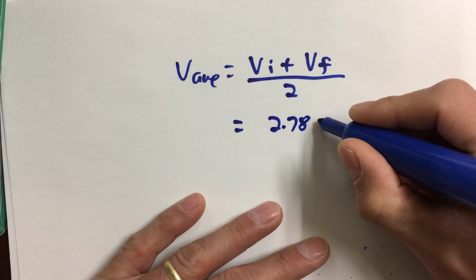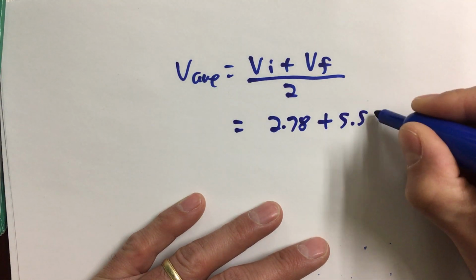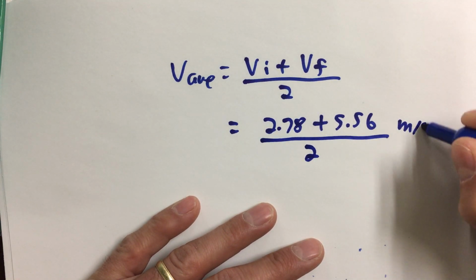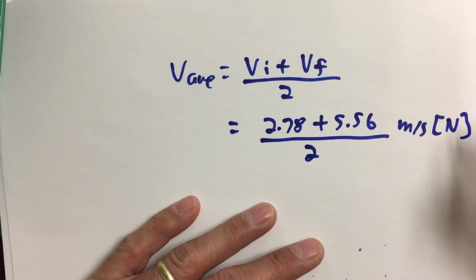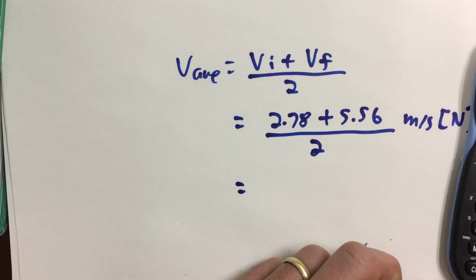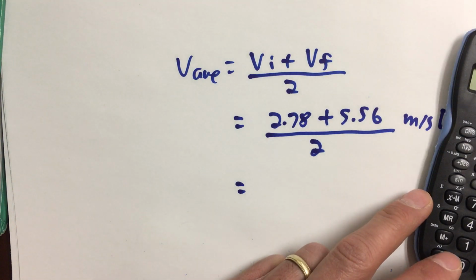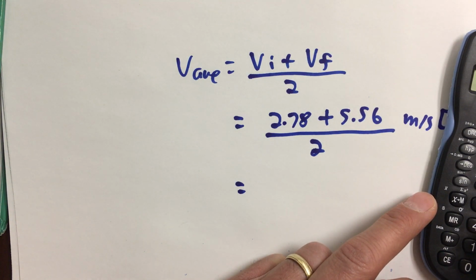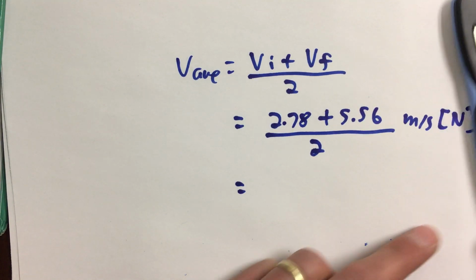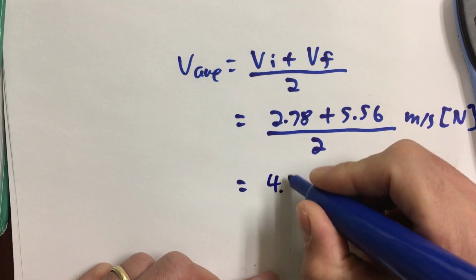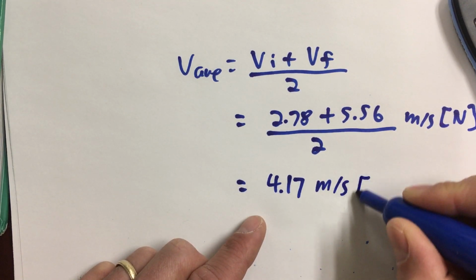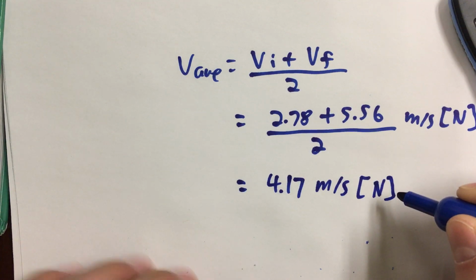2.78 plus 5.56 divided by 2 meters per second north. 2.78 plus 5.56, and then I can divide all that by 2. It's 4.17. So that's 4.17 meters per second north.